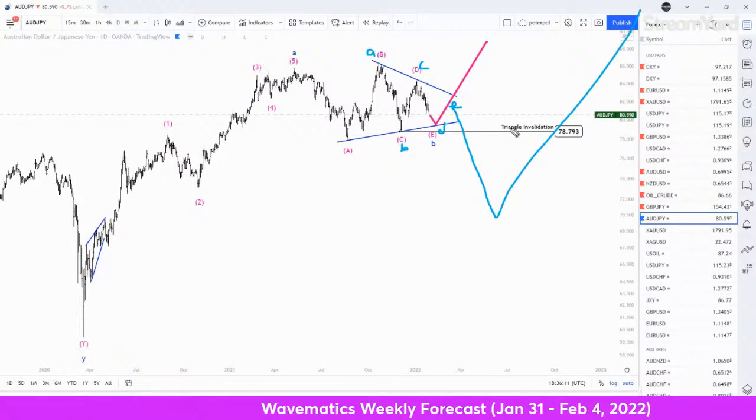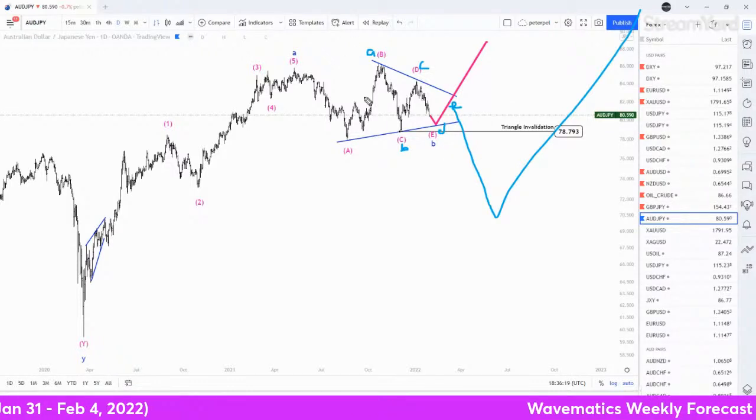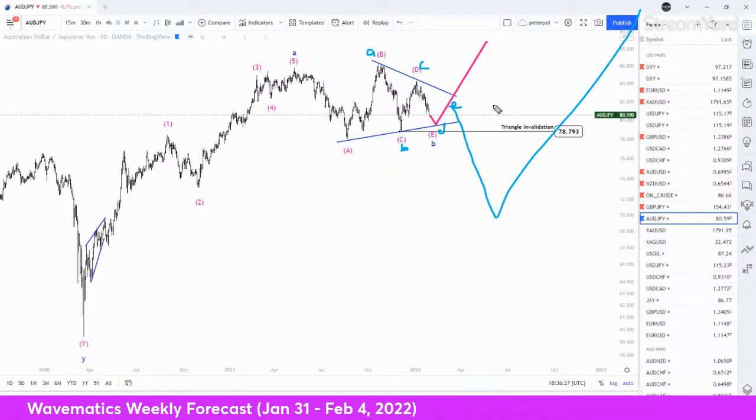So now you wait, and once you get this triangle validation, that will be the next scenario we'll be looking at. And then maybe there's a possibility of a wave A, then a triangle for wave B, then another wave to the downside for wave C. But as it stands now, our primary count is this particular triangle.